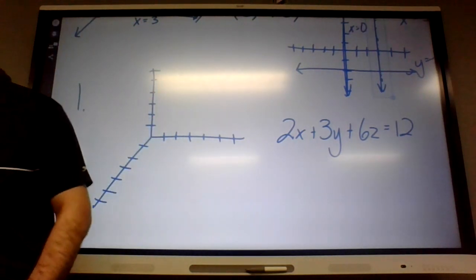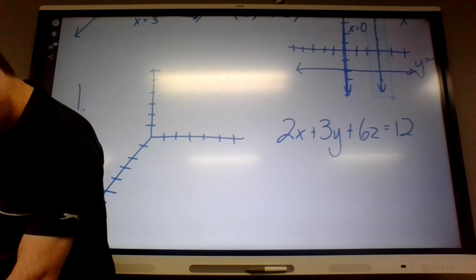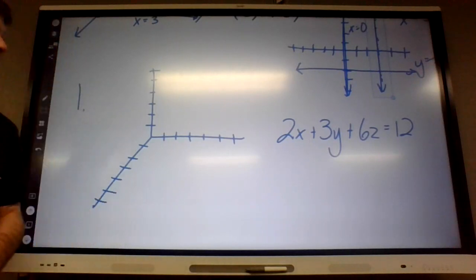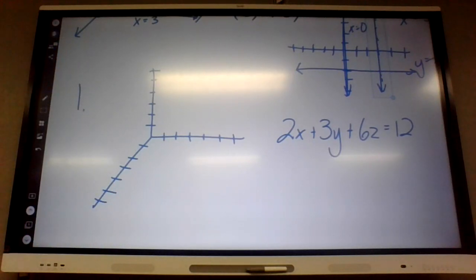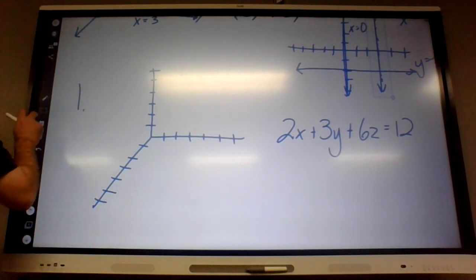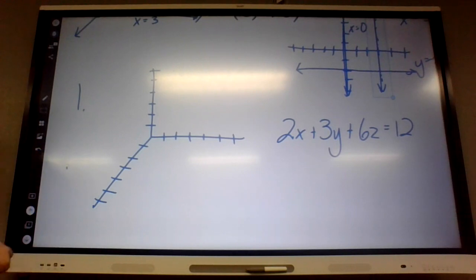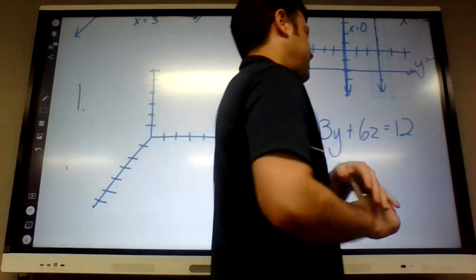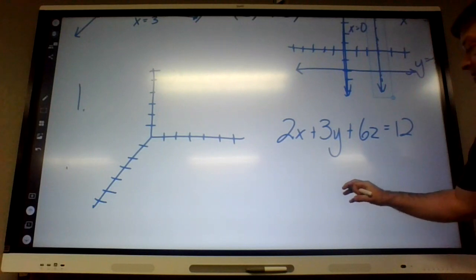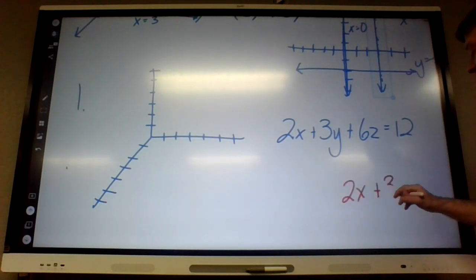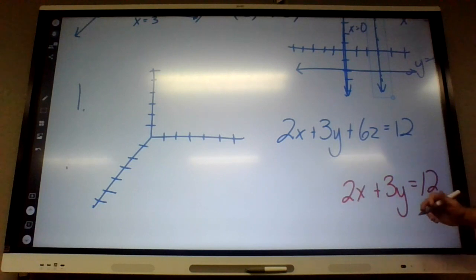Let me look at the other ones. 5, 6, yeah, it looks like 6 is as much as we'll have to do. Okay, so our game plan here, let me switch colors, is we're gonna find the intercepts. So let me go back to 2D for a second. If I had 2x plus 3y equals 12, how do I find the x and y intercept? Do you guys remember?